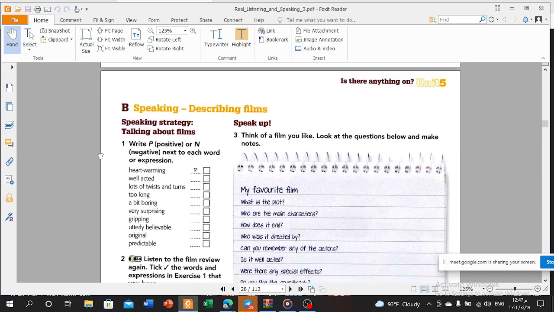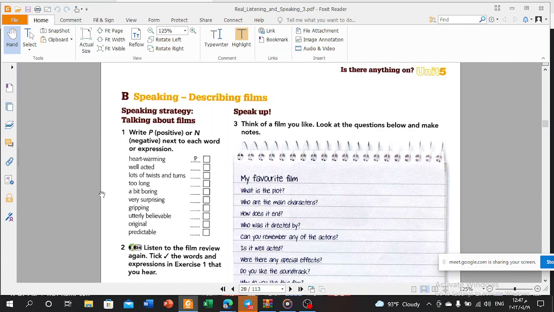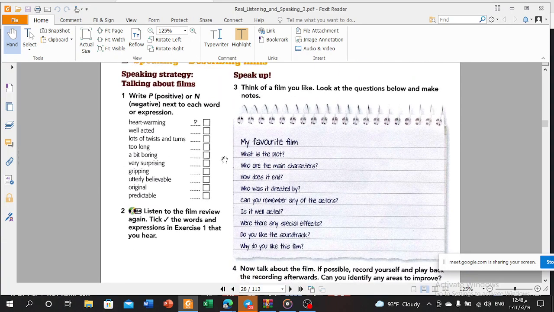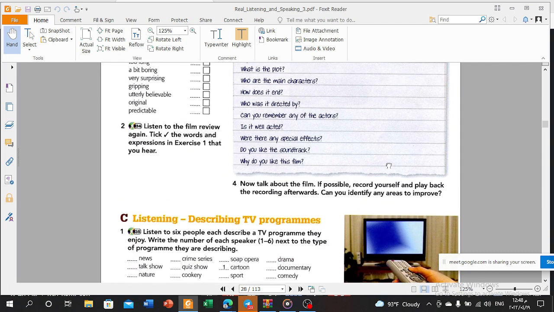while here on page 27 we have some adjectives that are used to describe a movie. Some of them are positive and others are negative, so you also need to know these expressions. Here we have also an exercise that would lead us to write a paragraph about a favorite film. So we have to be ready to describe a movie we like, our favorite movie, in the exam.